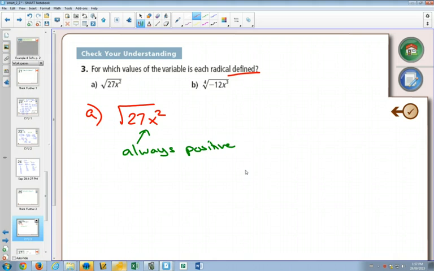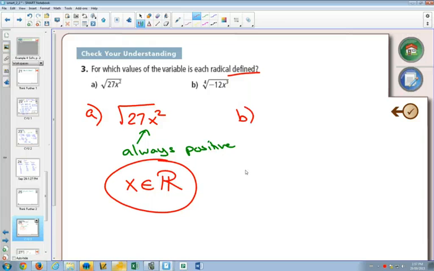How do we write our answer then? Our answer is x can be any real number, because it always works with any number. So when is it defined? It's defined for all real numbers. For part B, again, we have an even root, so we know that the inside has to be positive. We need this part here to be positive. Is it always positive? Is it only sometimes positive, or is it always negative?